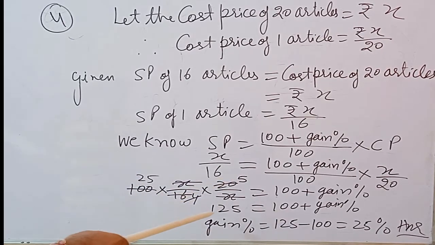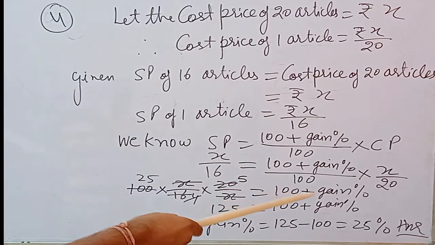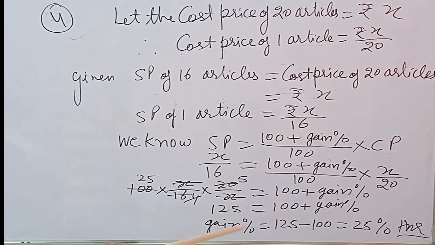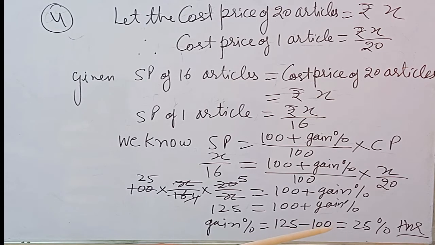So 25 into 5, that is 125, equal to 100 plus gain percent, or gain percent equal to, 100 will go to the right side, or we can write gain percent equal to 125 minus 100, that is 25%. That is your answer. So in that manner you will do question number 4 of exercise 8C.